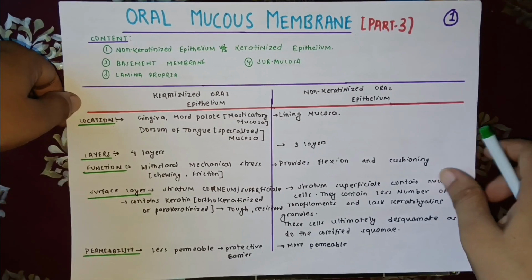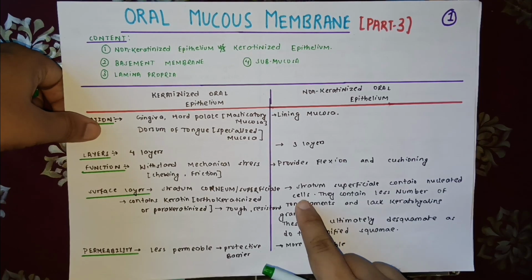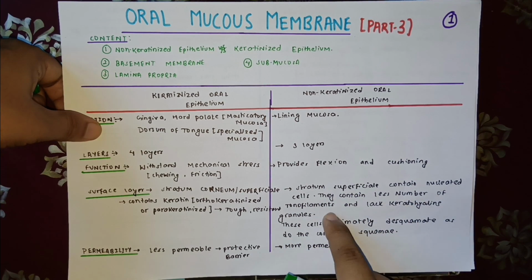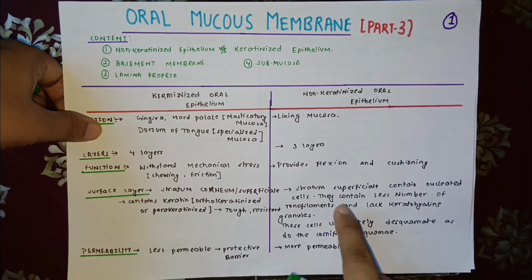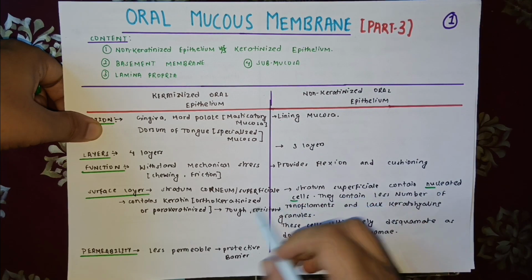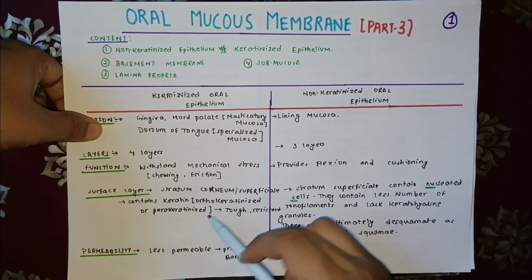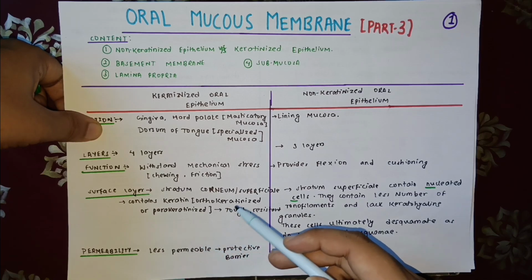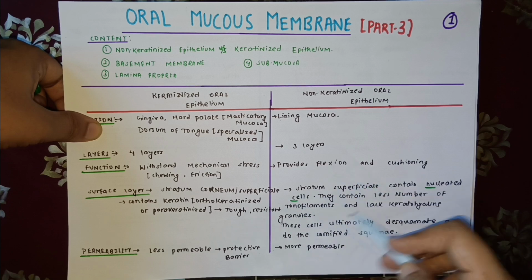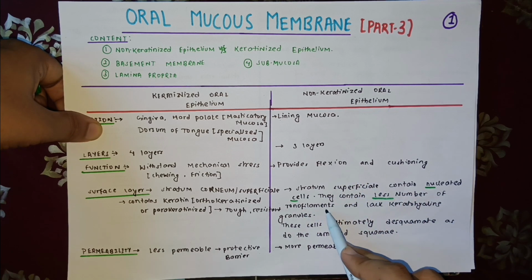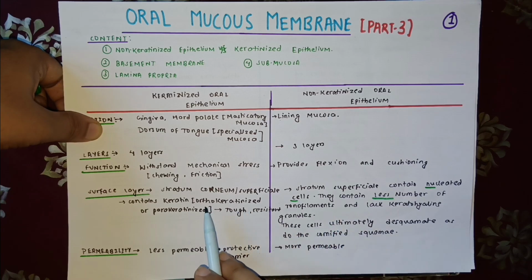In non-keratinized oral epithelium, the stratum superficiale contains nucleated cells. They contain a smaller number of tonofilaments and lack keratohyalin granules. So in the stratum superficiale we can see nucleated cells, but in keratinized oral epithelium we don't see nucleated cells; there is an absence of nucleated cells. But there is a presence of keratin, which is absent in non-keratinized oral epithelium, and a smaller number of tonofilaments is present here, but it is more in keratinized oral epithelium, which also has keratohyalin granules.